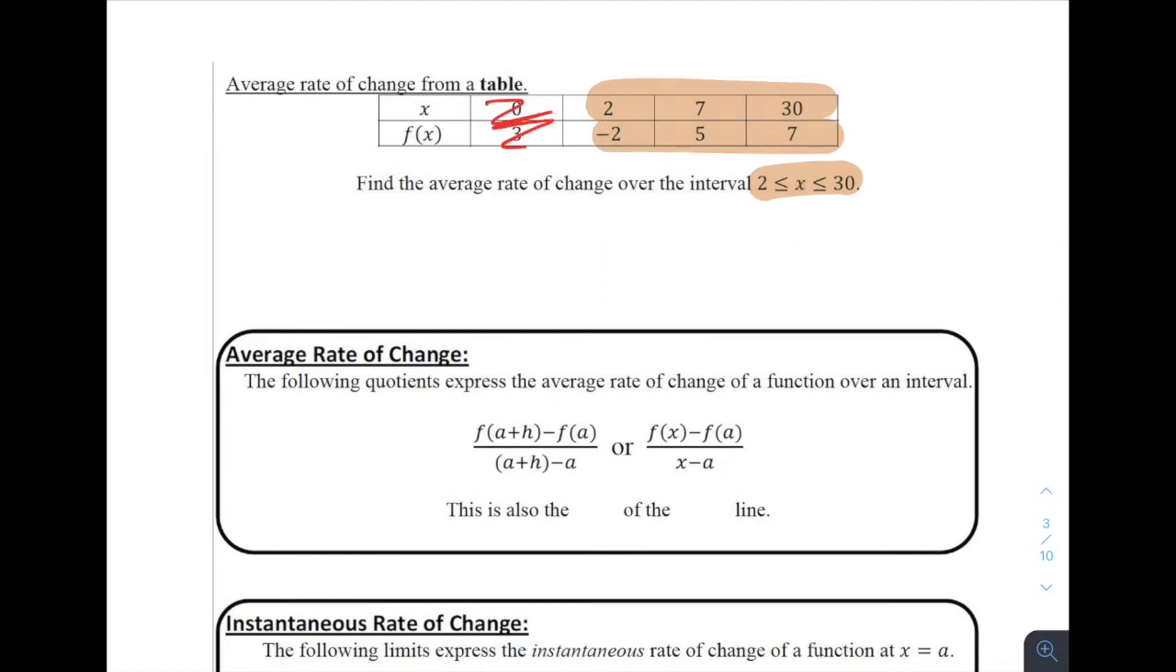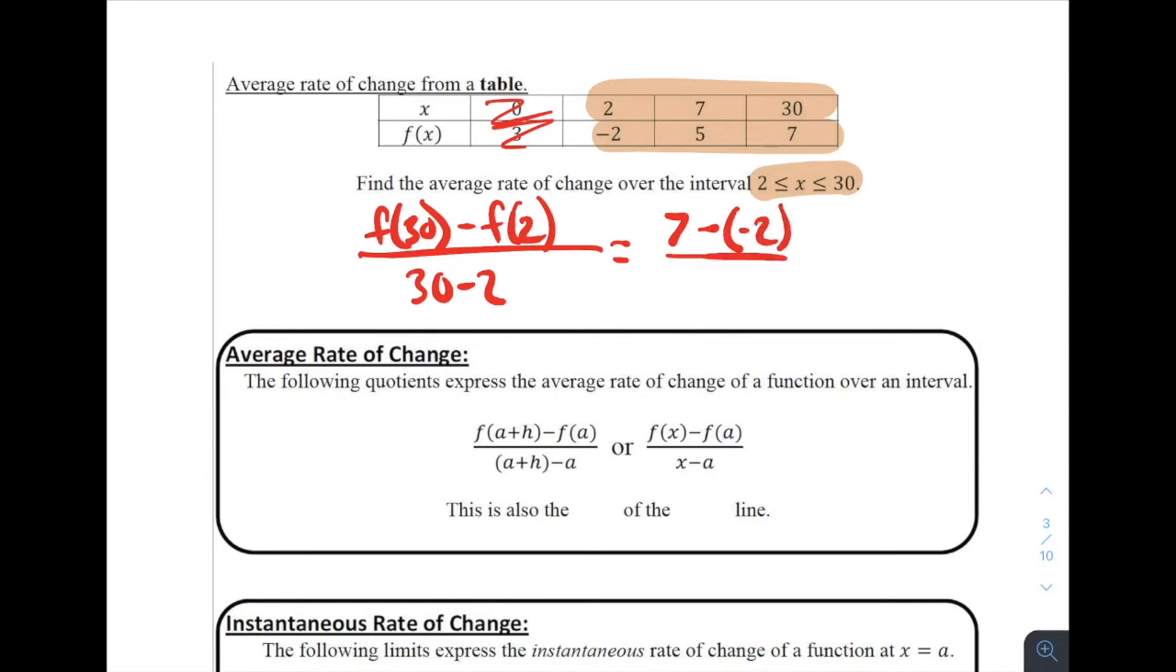So if we're going to do that, again, our average rate of change formula is going to be f of 30 minus f of 2, all divided by 30 minus 2. And so plugging in from our table, we can see that f of 30 is 7, f of 2 is negative 2, and then we've got that 30 minus 2 in the denominator. So this looks like this is going to be 9 over 28 as our answer for this particular problem. So 9 over 28 would be our average rate of change between 2 and 30.